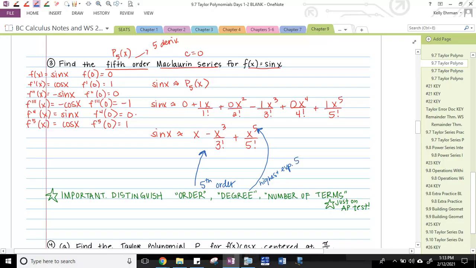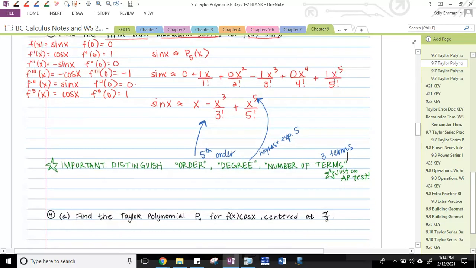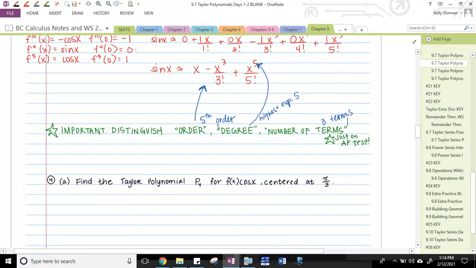How many terms did it have? Just because it's 5th order and 5th degree does not mean we have 5 terms. We have how many non-zero terms? We have 1, 2, 3 terms. All right, so just make sure that you know the difference. Order and degree often match up, but not always. So just be careful.